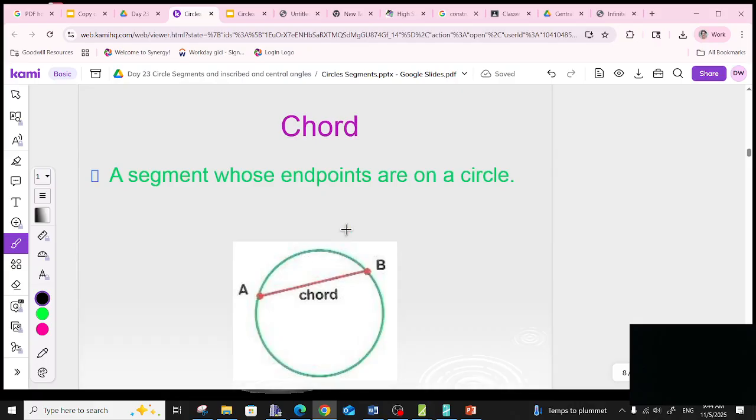Now a chord. It's not like a chord in singing. It's not like a chord like a piece of string. This is a new word to add to your vocabulary. It's a segment whose endpoints are on a circle. So it's not going from the center. It's on the circle itself. It's on the circumference, the outside. You should have drawn chords to try to find the center of a circle, right?